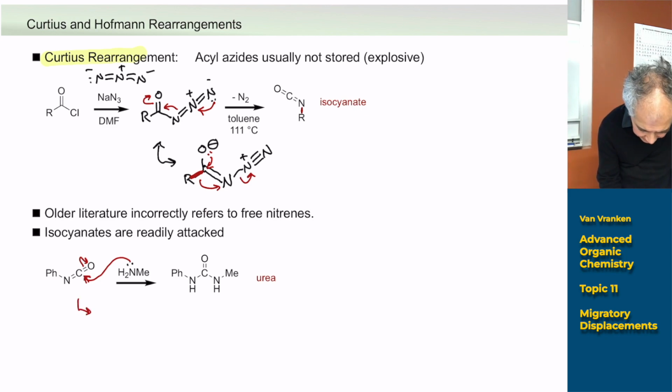And let me go ahead and draw out that next intermediate. In this case, we're reacting with phenyl isocyanate. My gosh, that stuff is a powerful lacrimator. Makes you cry.